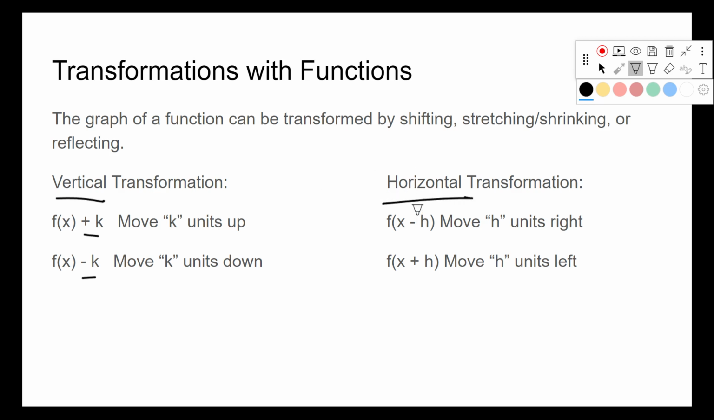The horizontal transformation moves the graph left and right. Remember, horizontal transformations, everything that involves x inside the parentheses is kind of backward. So x minus h moves the graph h units to the right, but x plus h moves it to the left. Okay, so those are the horizontal transformations.